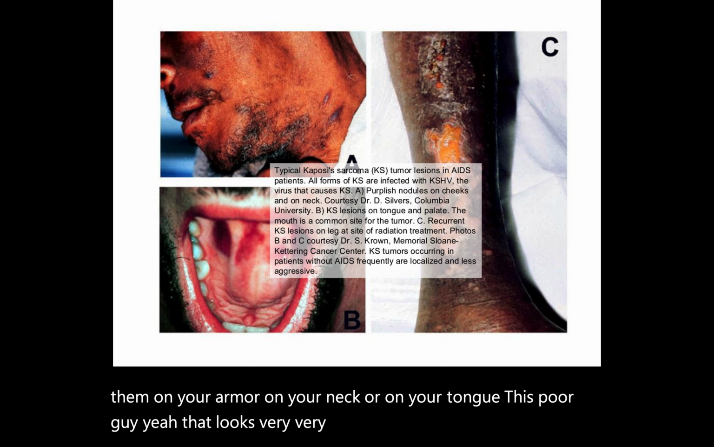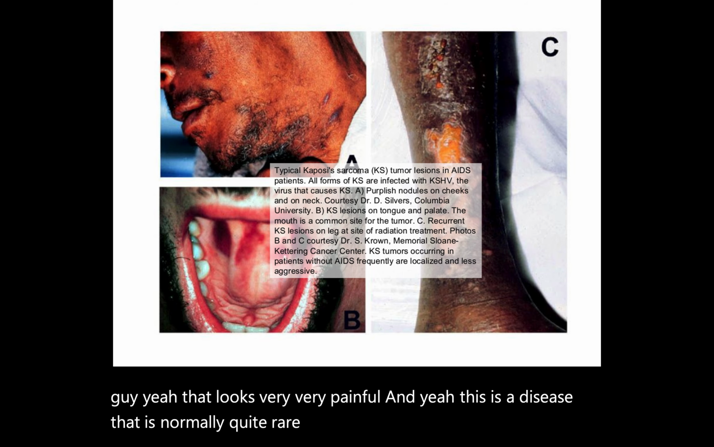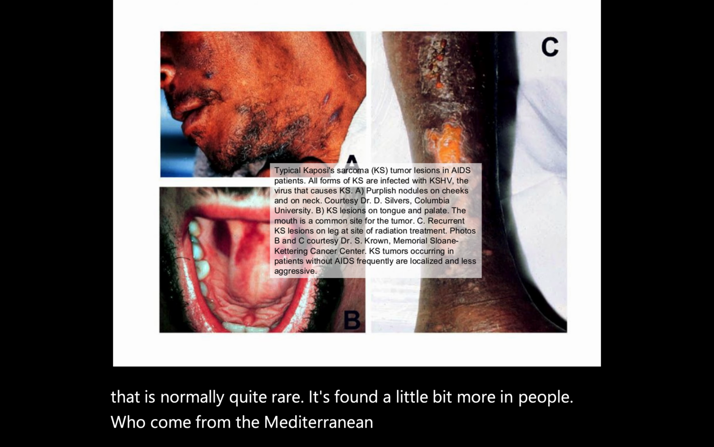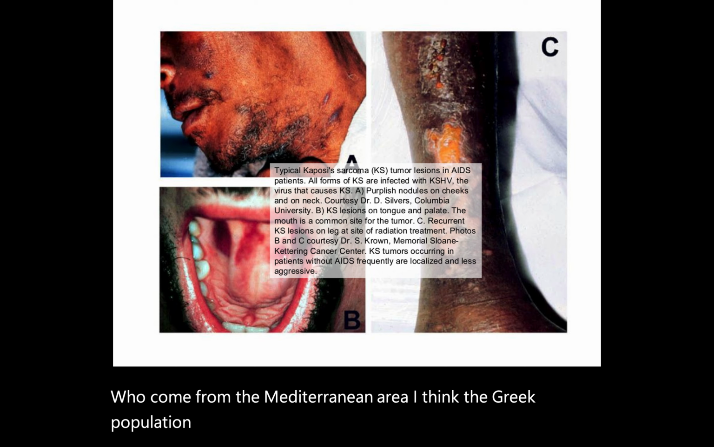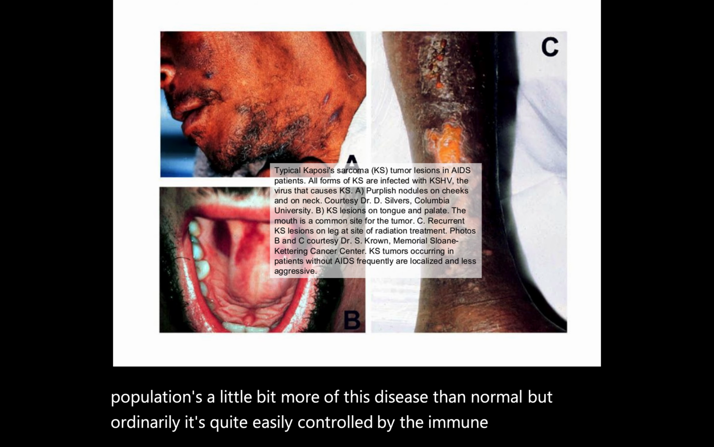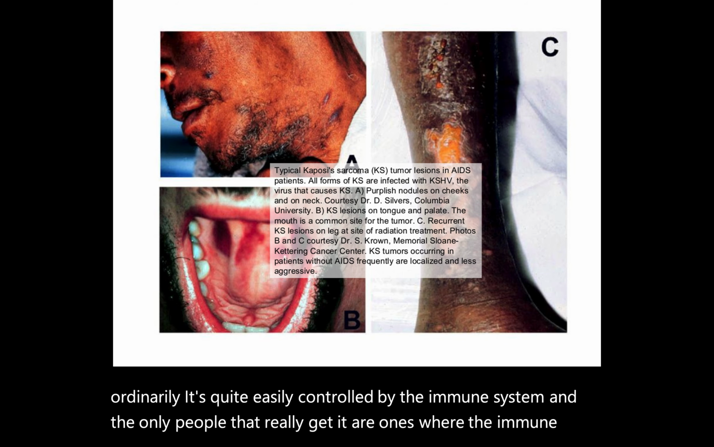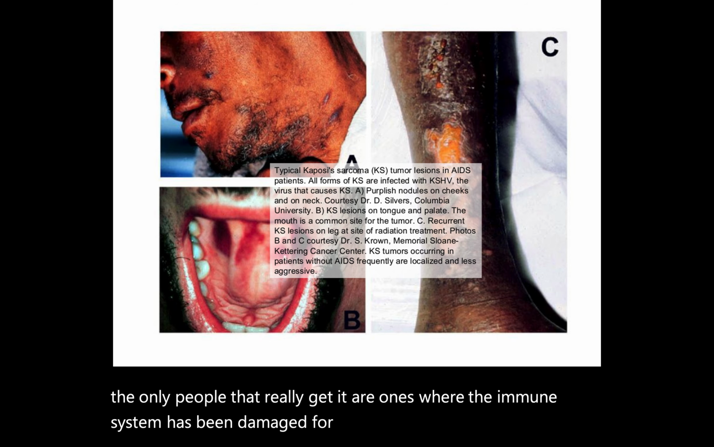And this is a disease that is normally quite rare. It's found a little bit more in people who come from the Mediterranean area. I think the Greek population has a little bit more of this disease than normal. But ordinarily, it's quite easily controlled by the immune system. And the only people that really get it are ones where the immune system has been damaged, for example, by HIV.